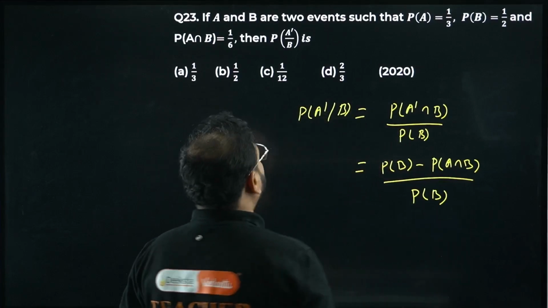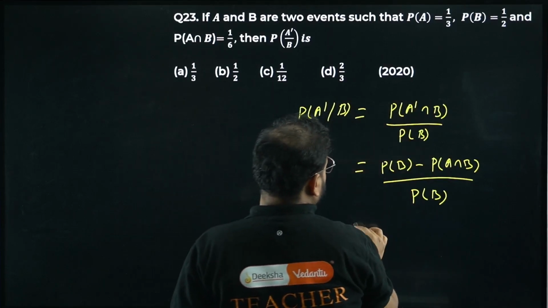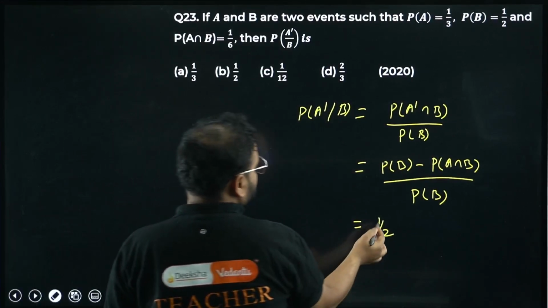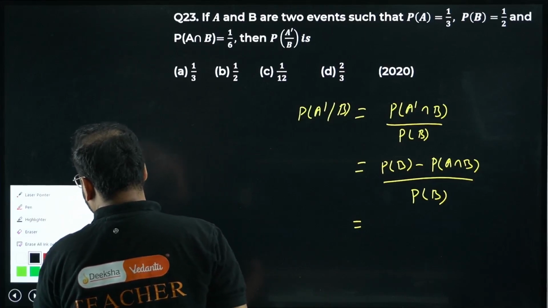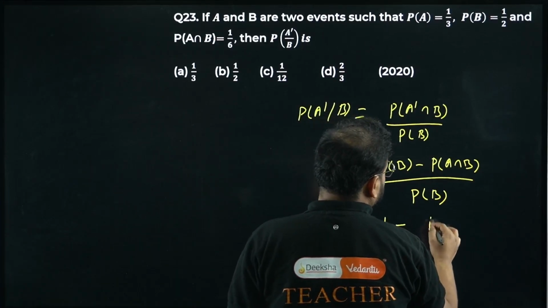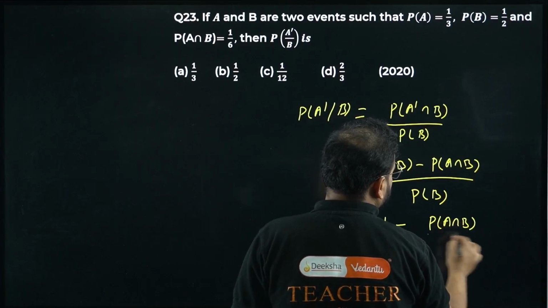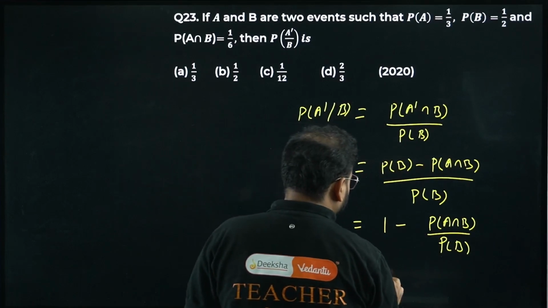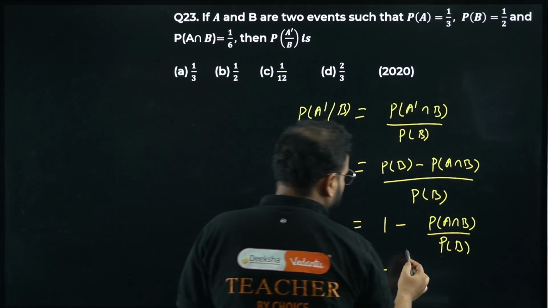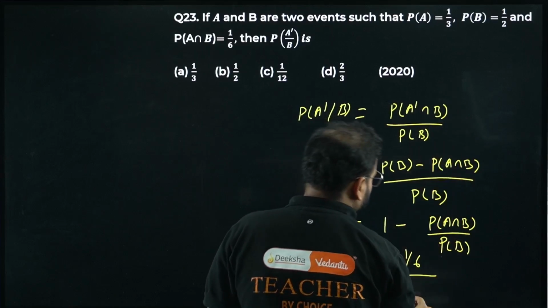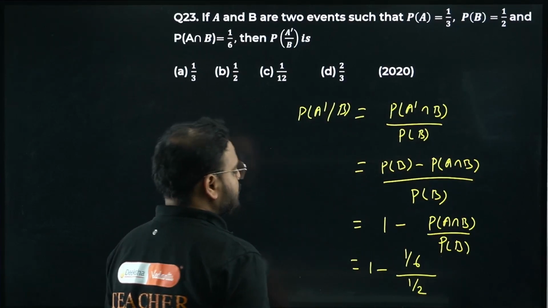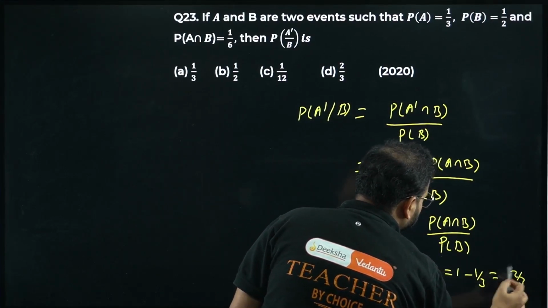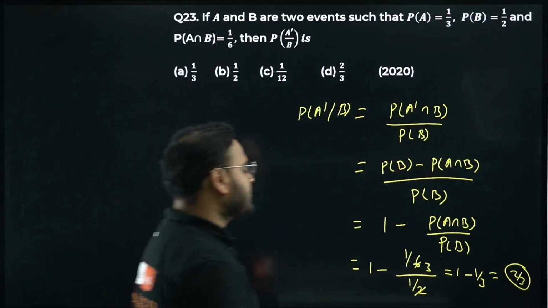Please check. I have all the values now. P(B) I have as 1/2. I don't have to do that part, I can just divide it and substitute later. If you do the next step, you'll have 1 minus P(A ∩ B) upon P(B). This value is nothing but 1/6, divided by P(B), which is 1/2. Cancel it, 2 threes are 6, so I get 1 minus 1/3. The answer is 2/3, since 1 minus 1/3 is 2/3.